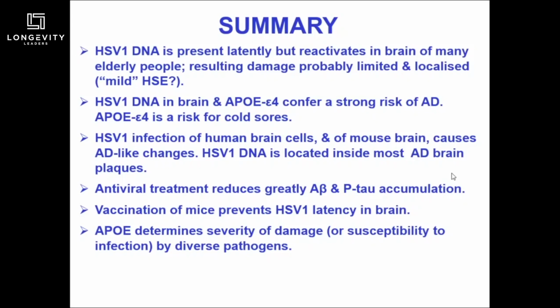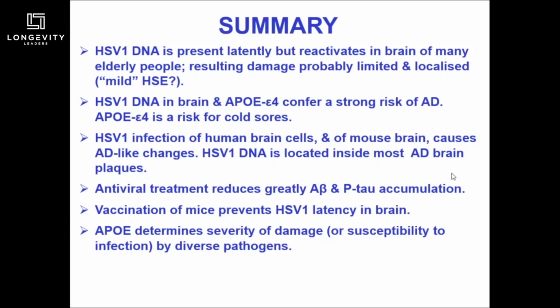HSV1 infection of human brain cells and of mouse brain causes Alzheimer's disease-like changes. And importantly, HSV1 DNA is located inside most plaques, amyloid plaques seen in Alzheimer's disease brain. And from that really sprung the idea that amyloid might be protective, at least at low levels and initially, because it looks as if it's sequestering or encaging the viral DNA. So I think this was the actual idea, as well as some suggestions in another paper by Steve Robinson and co-workers, who suggested that amyloid might in fact be an antimicrobial peptide, some years earlier, 2003, I think it was.